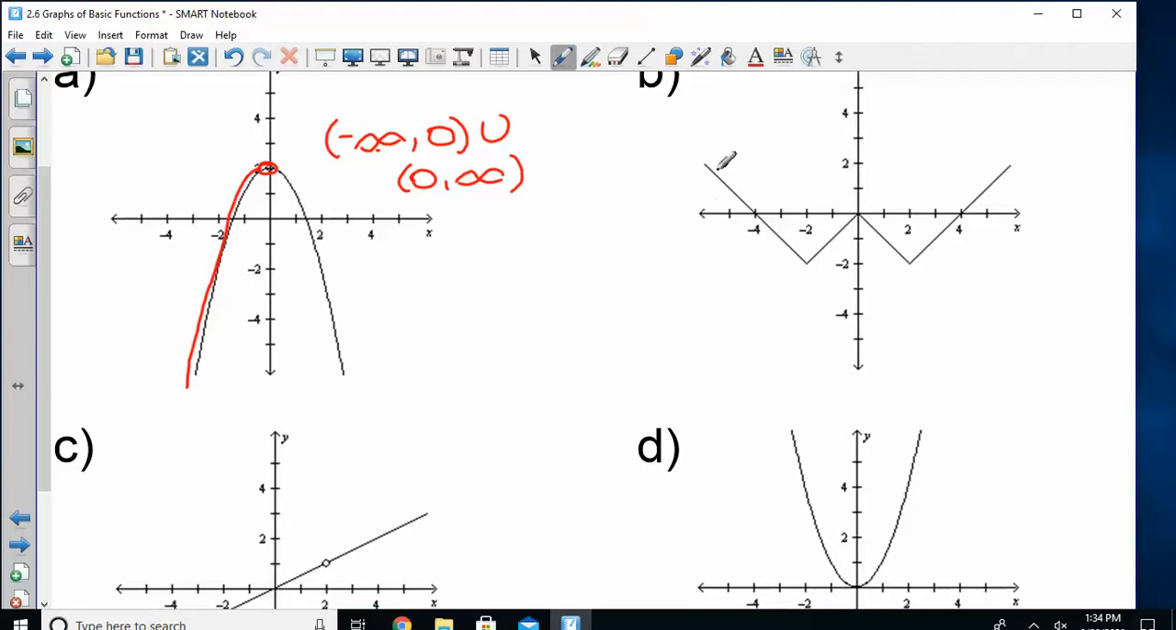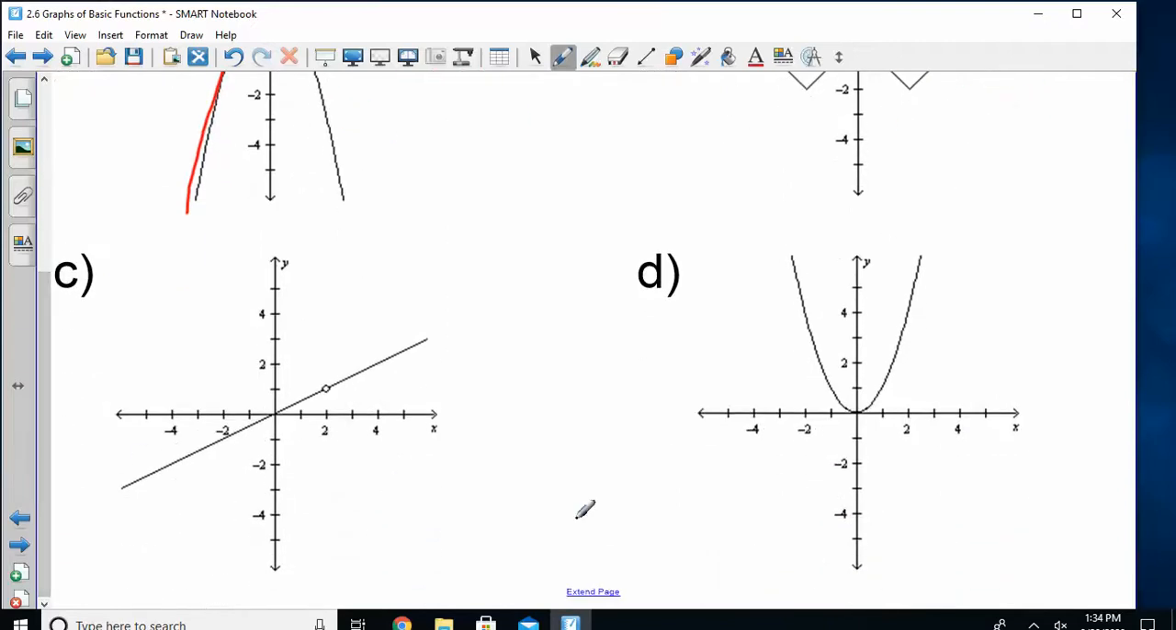Okay, B. Got this zigzag. Do I ever have to pick up my pencil? So where is it continuous? C. Is that one going to be continuous?